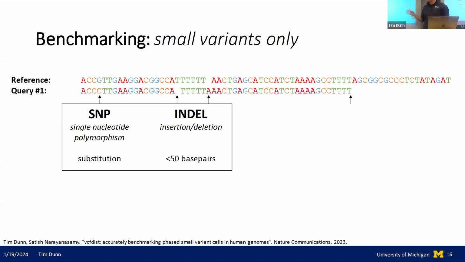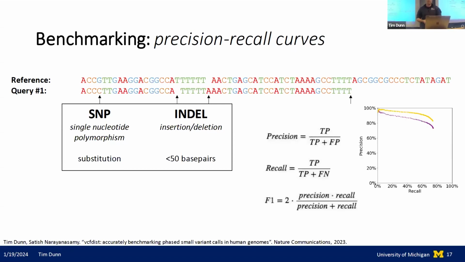Now, today I'm going to start off by focusing just on small variants, because typically they're evaluated separately from structural variants, because there historically were different sequencing pipelines in order to evaluate the two. So for now, we will just look at the small variants, which are SNPs and indels. And typically the performance is evaluated in the form of a precision recall curve. So on the x-axis, you have recall, and on the y-axis, you have precision.